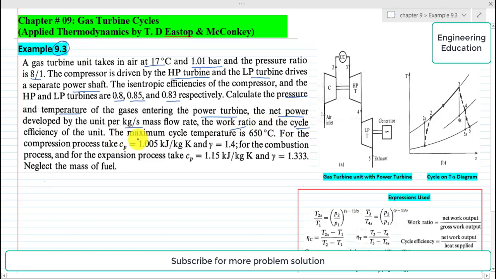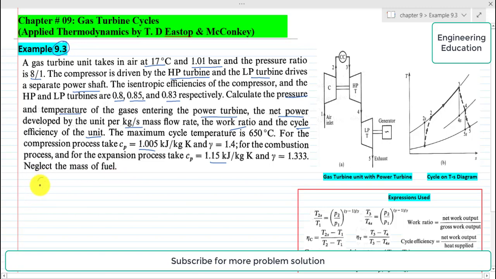The maximum cycle temperature is 650 degrees centigrade. For the compression process, take specific heat capacity at constant pressure 1.005 kilojoule per kilogram per Kelvin, and gamma is 1.4. For the combustion process and for expansion process, take the value of specific heat capacity at constant pressure as 1.15 kilojoule per kilogram per Kelvin, and gamma value is 1.333. Neglect the mass of fuel.